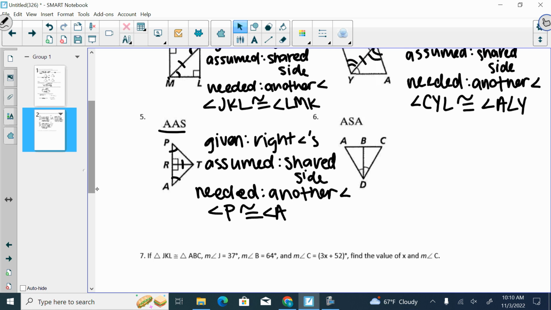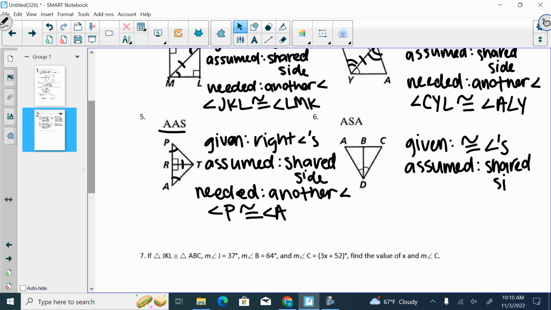Okay, on number 6, what is given to us on number 6? A pair of congruent angles. Good. Okay, anything we can add in? Another shared side. So what are we still going to need? Another angle.